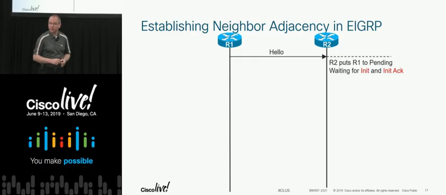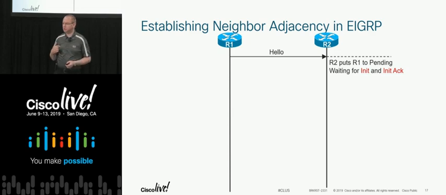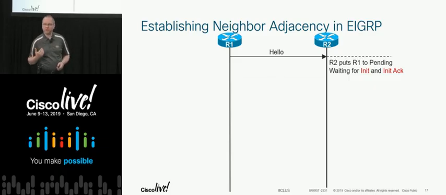In the pending state, we know that we can hear him, but we don't know if he can hear us. So we do not exchange routes with that neighbor right away. We need to verify the bidirectional visibility. That's why it's a pending state, and we are waiting for the initial packet from the neighbor. And when we send our own initial packet to the neighbor, we expect the acknowledgement to come back. That's why we say we wait for init and init ack. Of course, this happens in the opposite direction too.